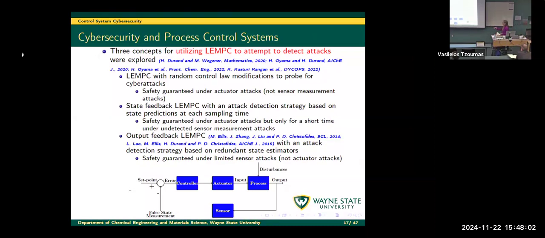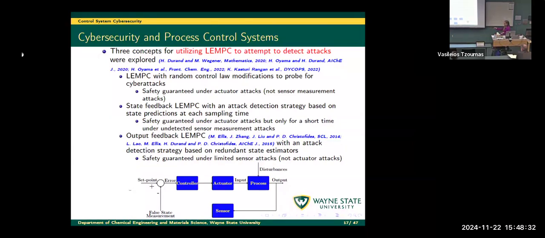So some of the strategies we've looked at have included LEMPC with random control law modifications to probe for cyber attacks. This is what would be known as an active cyber attack detection strategy, because it's actually changing the control law at different times in order to try to figure out if there's an attack by checking if the Lyapunov function is decreasing or not when it should be. And so we were able to prove different things about this. So for example, we were able to prove that you would always have safety when there were actuator attacks if you were using this policy and you didn't detect them, but you didn't always guarantee safety if instead the attacks were on the sensor measurements.